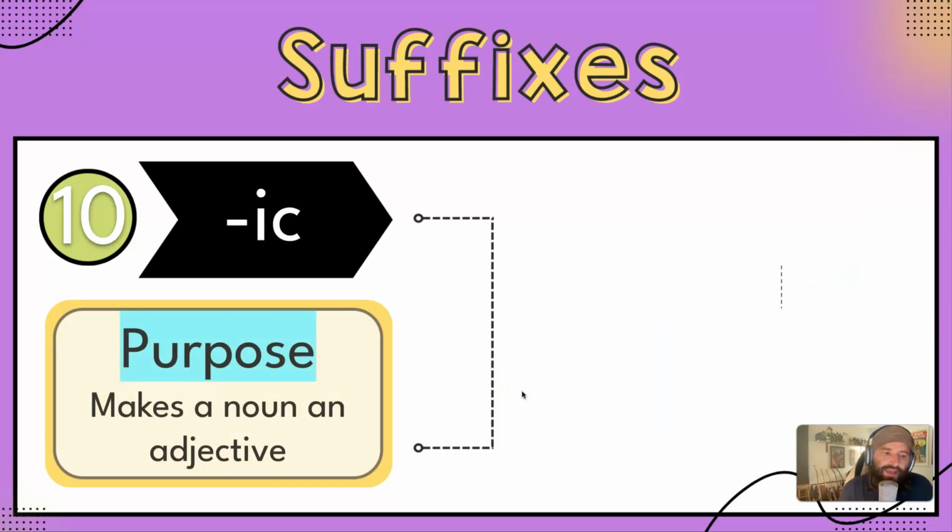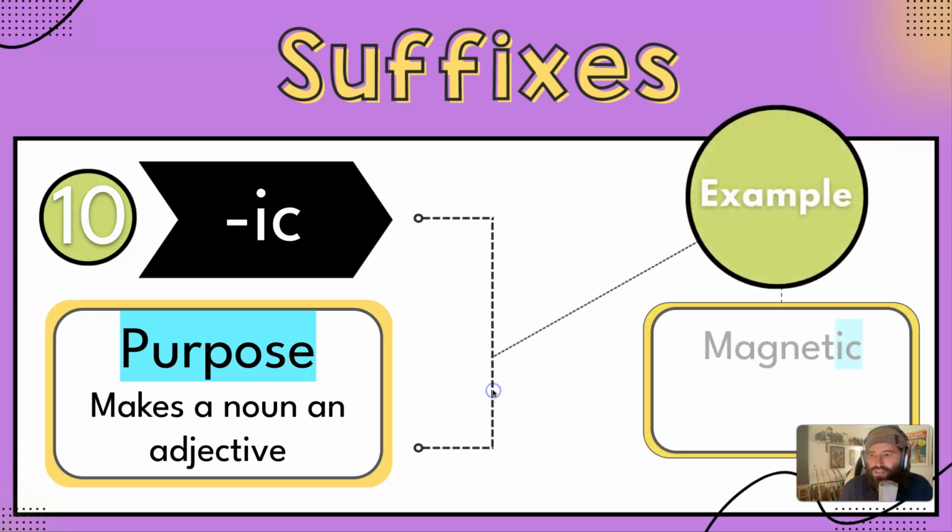And then ic makes a noun an adjective. Same idea as the last one. So if you see something like magnetic, a magnet, we all have seen a magnet before. If you add ic to it, you're saying that something is magnetized, something can be magnetic. And then historic, history, add the ic to it. It is now historic. You're describing it. You're no longer saying history. You're saying something to describe it.